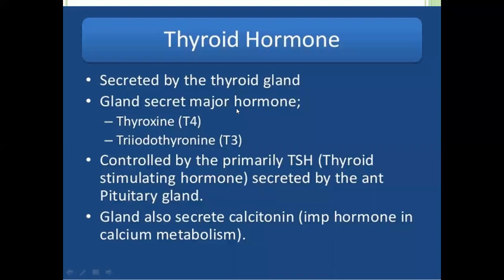So how many hormones does it secrete? Two hormones. The major hormones are the first two, but in total three hormones: calcitonin, T4 and T3, triiodothyronine and thyroxine.